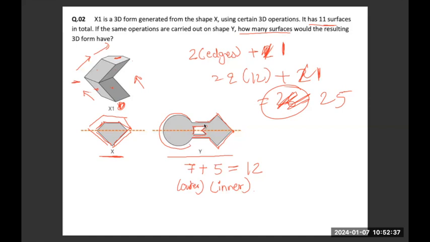Sorry, it will be 25. 1, 2, 3, 4, 5, 6, 7. 1, 2, 3, 4, 5. 5 at the bottom, so 10, and then the top one, 11. Thank you so much. 5 on the bottom, 5 on the top, and then plus 1.